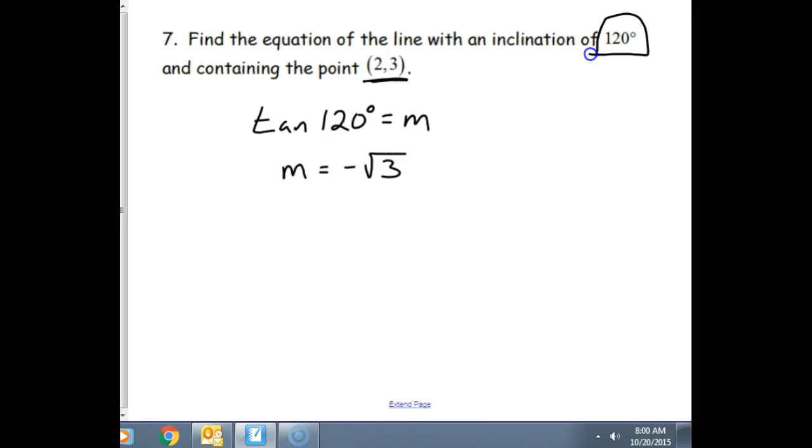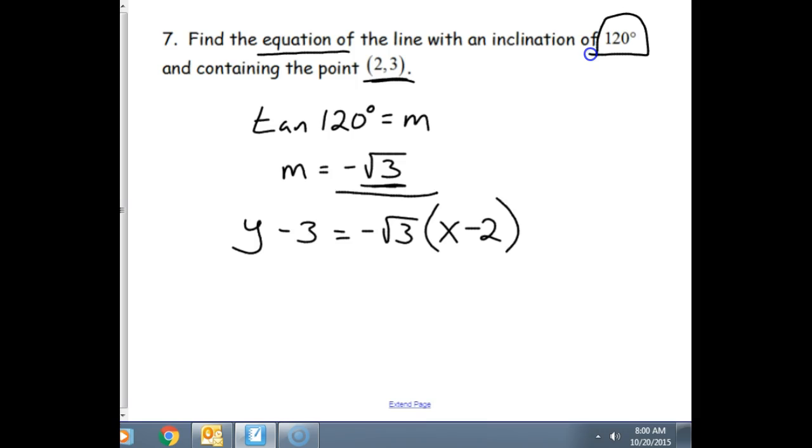I'm given the point. I already have the slope. All it's wanting to find is the equation, so I have everything I need. So this is just going to be y minus 3 equals negative square root of 3 times x minus 2. Alright? And that is all there is to it, guys.